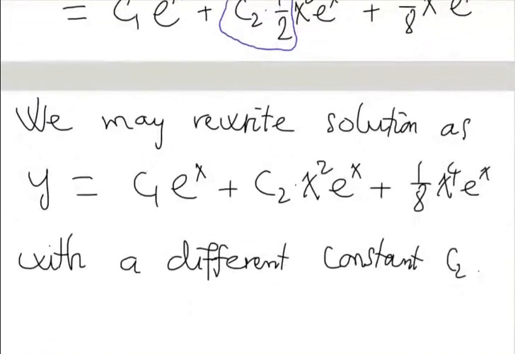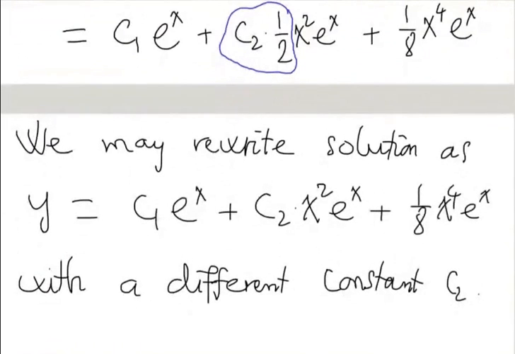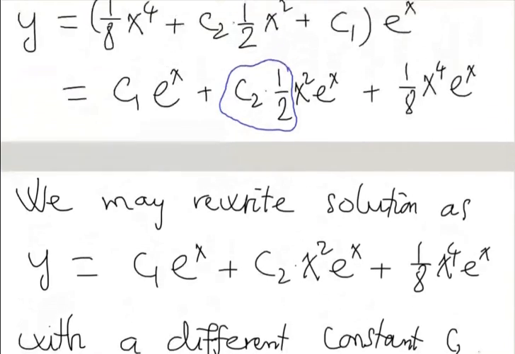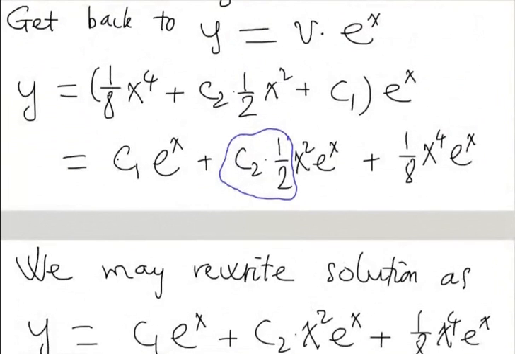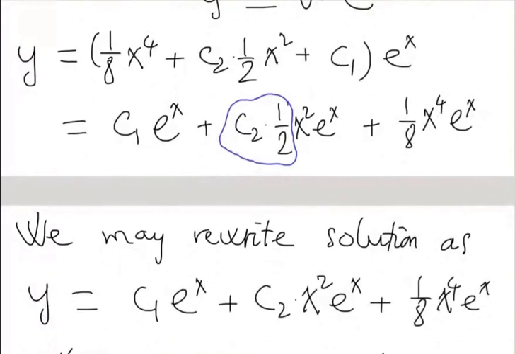So in fact, our new constant C2 here is 1/2 of the old constant C2. So we may write it like this to make it simpler, but you don't need to do so. You may use this format as the final answer. So this is the end of the video lecture.